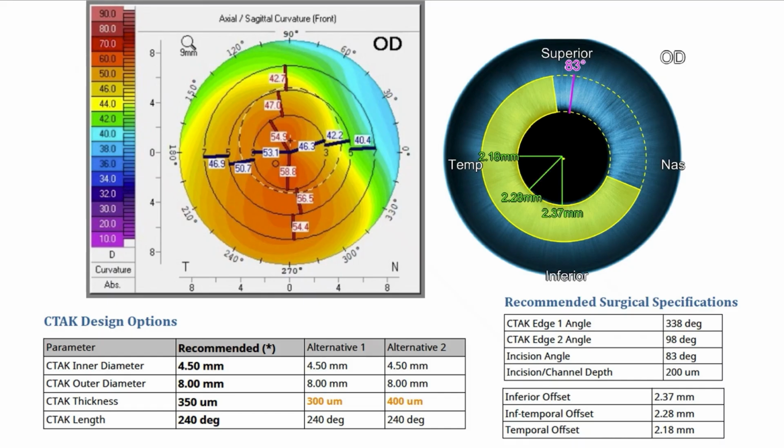So this is what we selected, and we had our design options come about, right? And again, we have our angle of placement. Our meridian was given to us, edge 1 and edge 2 angle, boom and boom. We have our offsets given to us relative to the pupil center. We have our inner and outer diameter given to us. And then we have options for our thickness here. And I selected for this patient the recommended thickness.